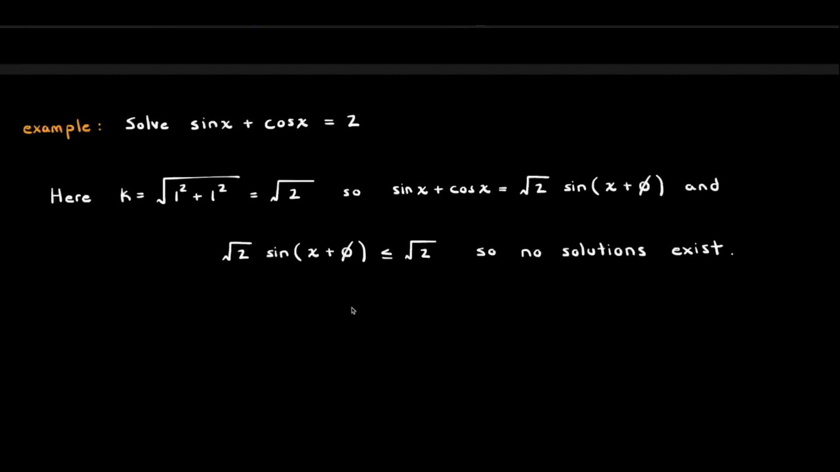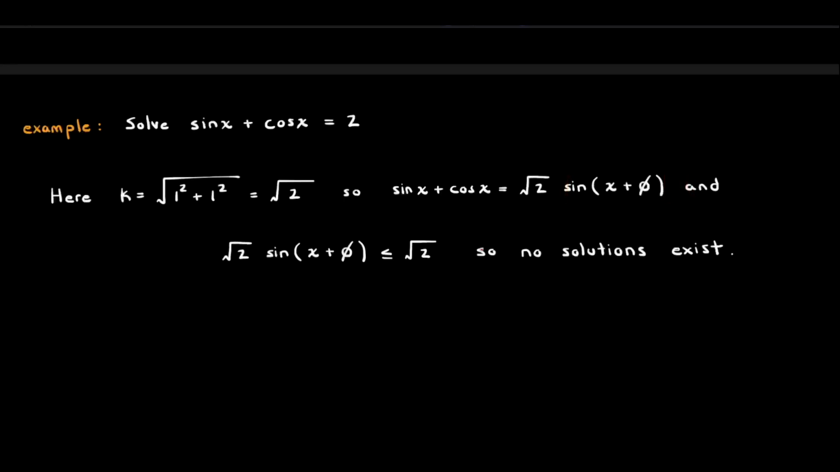Very nice. Okay, and I want to end this video with a very quick example to show that not all of these equations have solutions. So for instance, if you take a look at this simple equation, sine x plus cosine x equals 2, then we can calculate the k value as the square root of 1 squared plus 1 squared, because those are my a and b, and I get square root 2. So that means we can rewrite this as the k value times sine of x plus phi. And we don't actually need to find phi, because sine is always less than or equal to 1, right? Sine is always between negative 1 and 1.